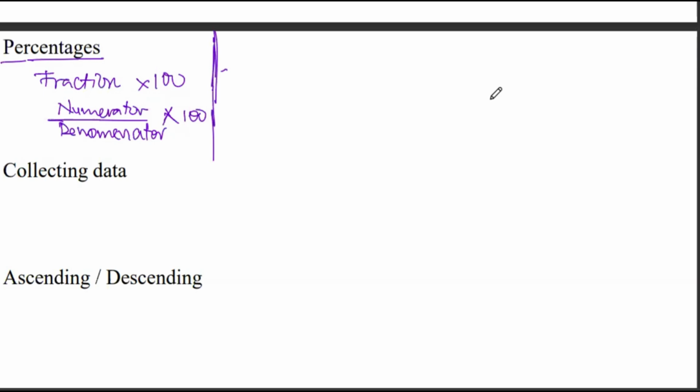Now, what about percentage of something? For example, 20% of 40 rands. So simple. The number that has the percent symbol is the one that's supposed to be over 100. Then you multiply by the other number. You end up getting your answer as 8. So 20% of 40 is 8.